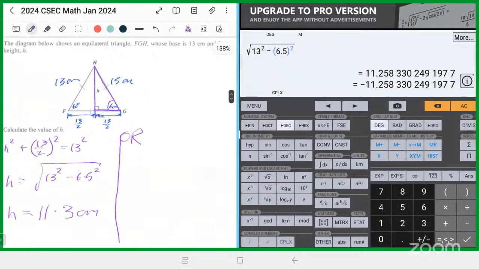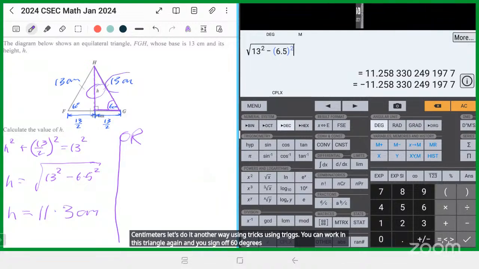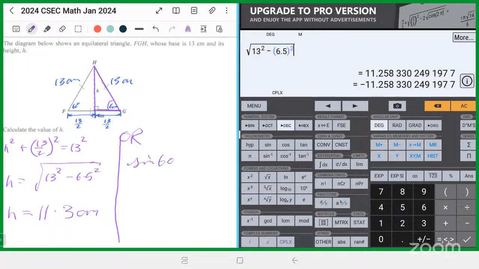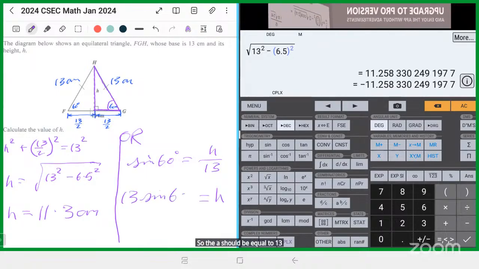Using trigs, we can work in this triangle again and use sine of 60 degrees because opposite over hypotenuse. We can set sine of 60 degrees equal to opposite h over the hypotenuse, which is 13 in that purple triangle. The h now, we made the subject, we can multiply the 13 over here. So the h will be equal to 13 times the sine of 60 degrees.